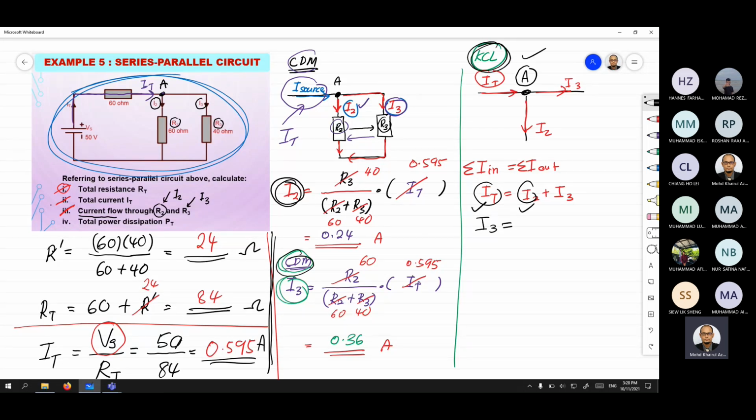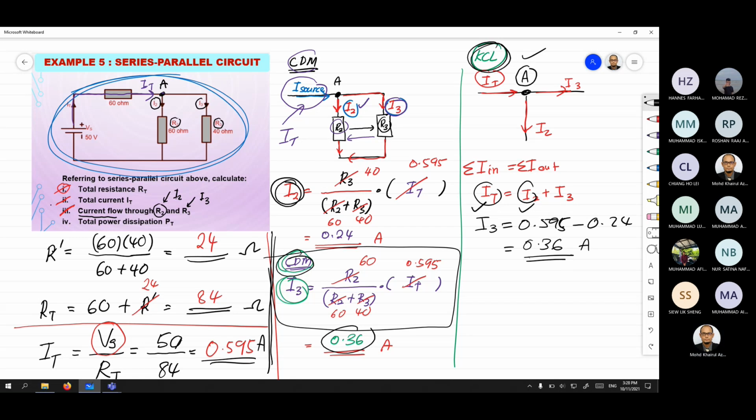Tapi eloknya cari ni lah sebab dia senang je. Dia tolak terus je. Tak perlu dah nak buat panjang-panjang macam ni. So I3 is equal to 0.595 minus I2 0.24. Berapa? Cari kejap berapa nilai dia. Again, same lah, 0.36 somewhere around that lah. Betul ke? Sama tak? Guys, sama ke tak?